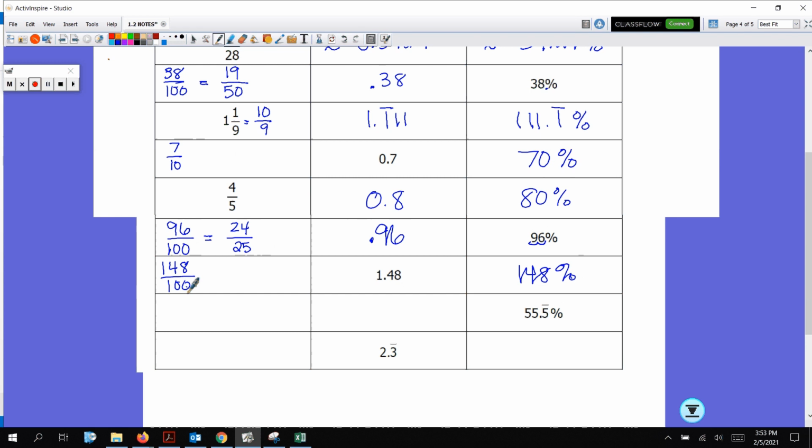Now I have to convert that into a mixed number. I know that 100 goes in evenly at least one time, and then I'm going to do a little side work here. So we have 148 over 100. We know it goes in 1 with 48 remaining over 100. I know that 4 goes into both 48 and 100, so we're going to reduce by 4 and get 1 and 12/25.